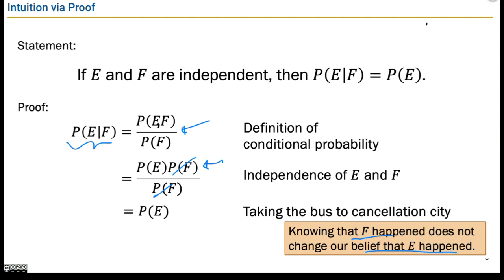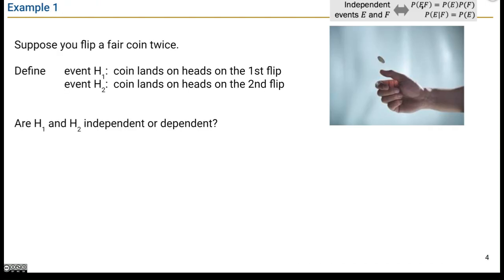So it turns out you can actually use either of these. So I'm going to write independent events, E and F, if and only if either of these holds. You don't have to check both since they're related to one another through that proof. And typically whichever one you use to check is just whatever information is easier for you to find. So let's do it in an example here.